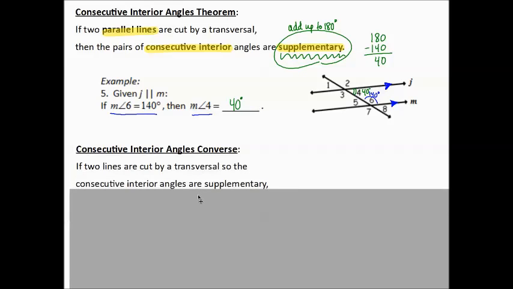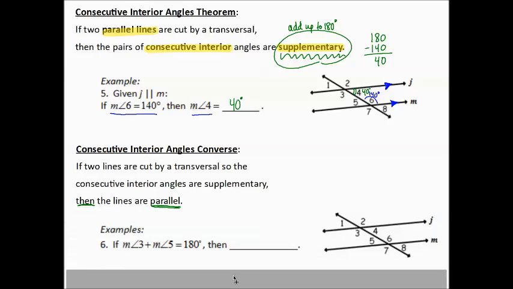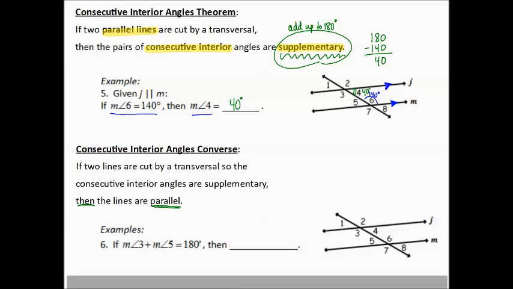Let's check out the converse of that theorem. Consecutive interior angles converse. If two lines are cut by a transversal, so the consecutive interior angles are supplementary, then the lines are parallel. Again, the lines must be parallel. Let's see how that works in an example. Notice we're starting right away with angles. The measure of angle 3 plus the measure of angle 5 equals 180.